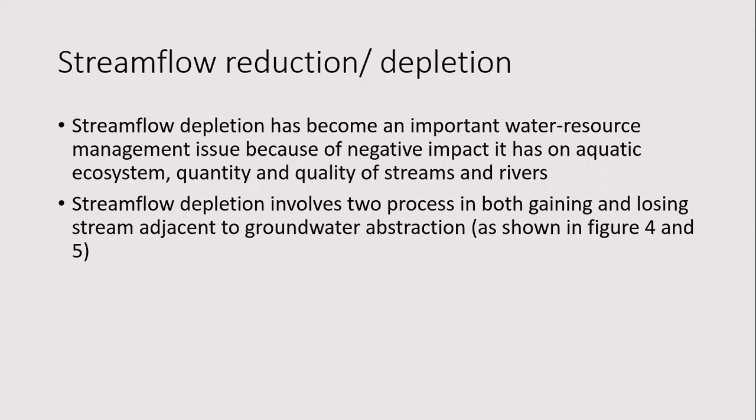But the point that I want to bring to you is that stream flow depletion has become a very important water resource management issue because of the negative impact it has on the aquatic ecosystem and the quantity and the quality of streams and rivers. So we talk about river depletion as an important issue in water management because of the negative impact it can have on the ecosystem and the quality of the streams and rivers. And it involves two processes in both gaining and losing stream. I think now we know what both gaining and losing streams are. So this stream depletion, as I move towards the concept of my research, involves two processes.